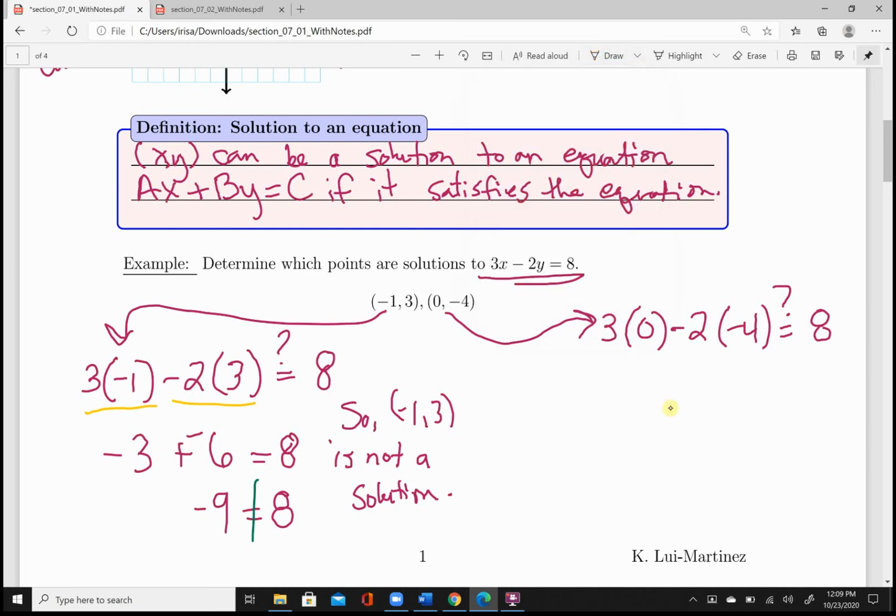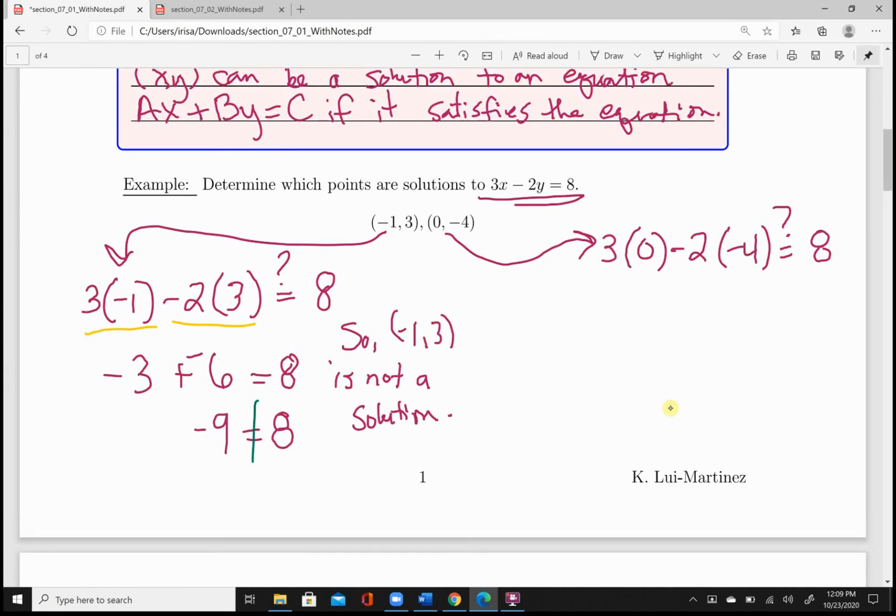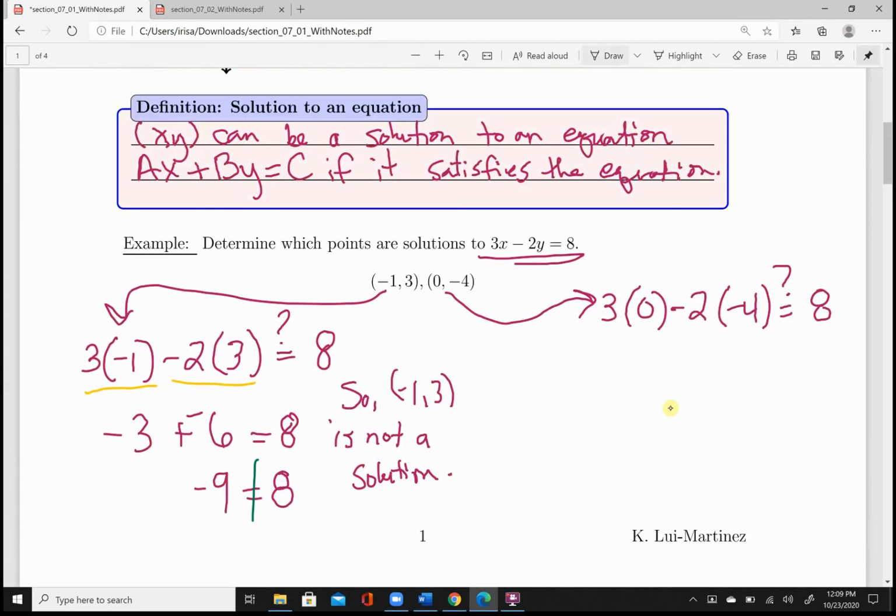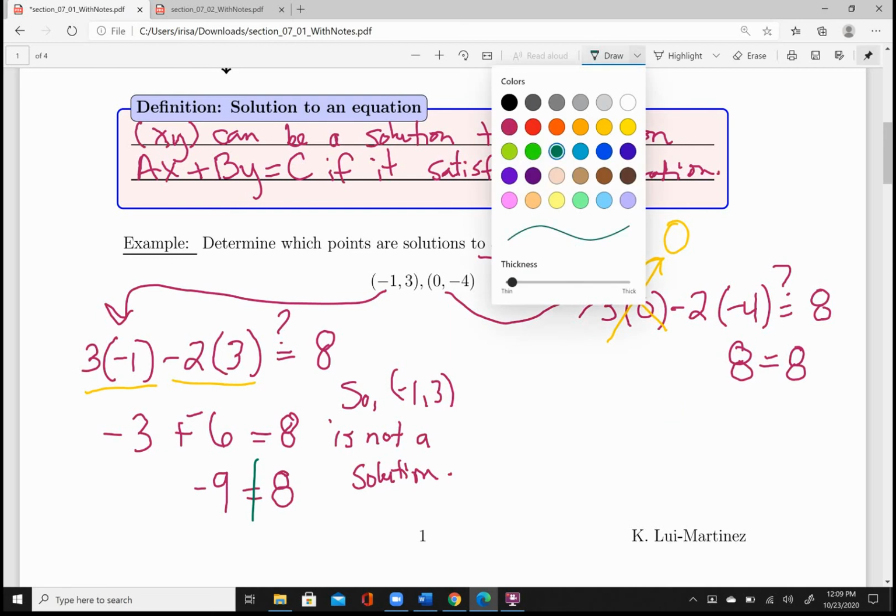With this first term, this 3 is being multiplied by a 0, so it zeroes out. Oh, hold on. I want to go back to draw. So that's a 0, right? It's like gone. So we're left with -2 times -4, and that gives us +8. And that matches the +8 that was already on the right side, so yep, that's good to go. Indeed.